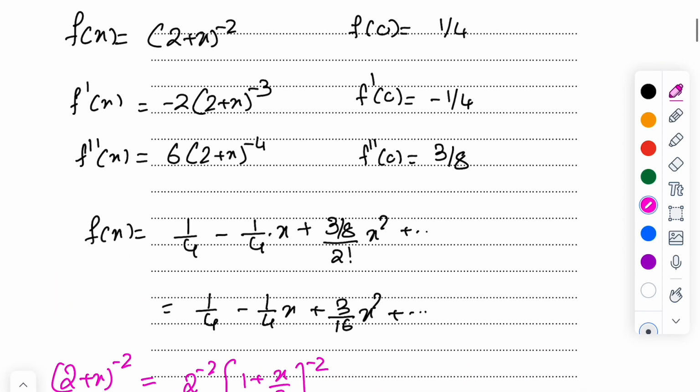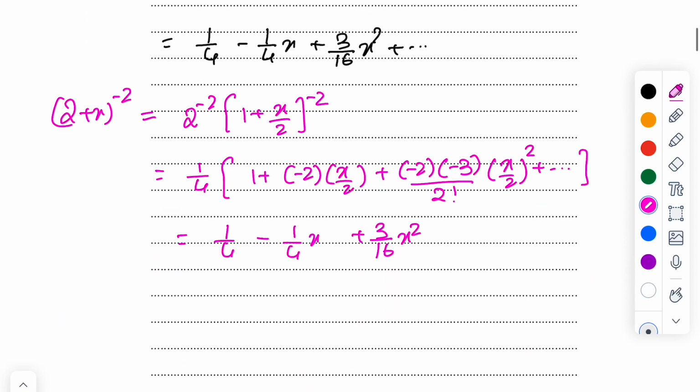Next, write down the values for which the series is convergent. When will the series be convergent? When the absolute value of x upon 2 is less than 1. It implies x lies between negative 2 and positive 2.